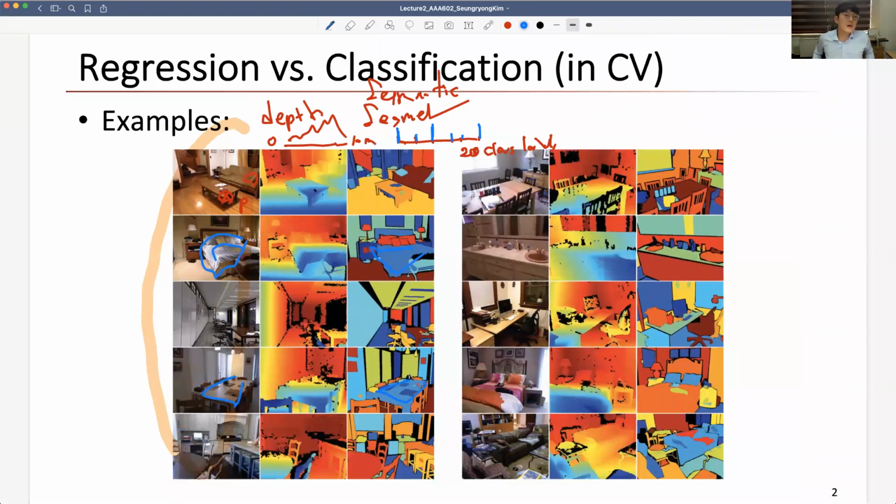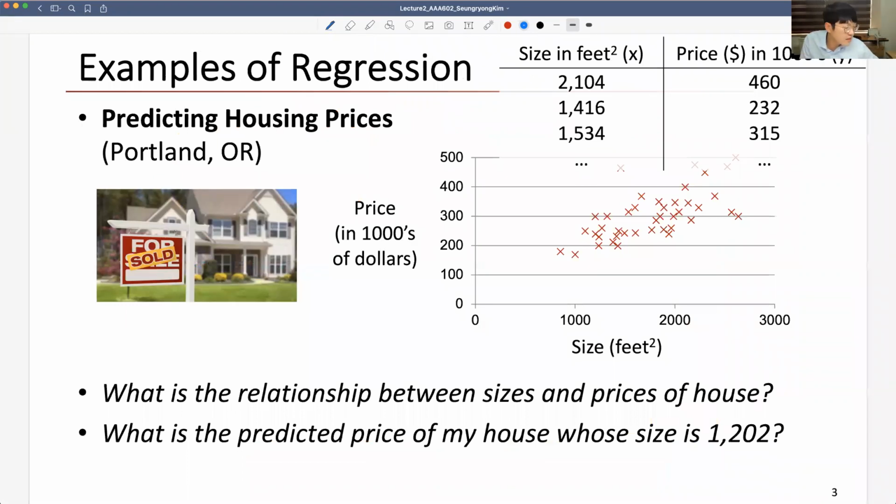So in the first part of today's class, we will understand what the regression problem is, and then we will move to the classification problem. Okay, so let me start with the regression problem. Then what is the regression problem?